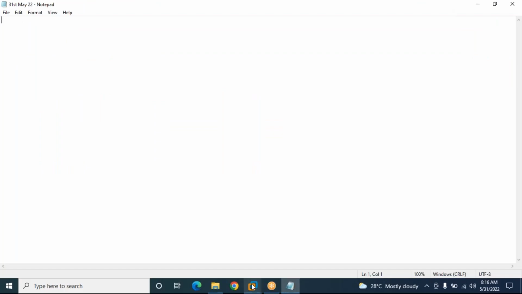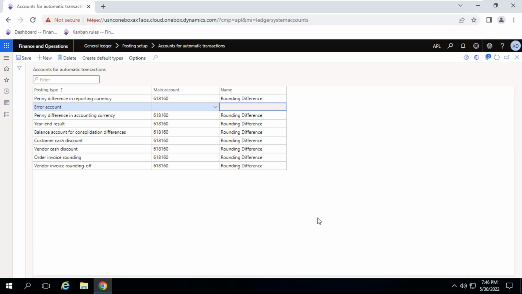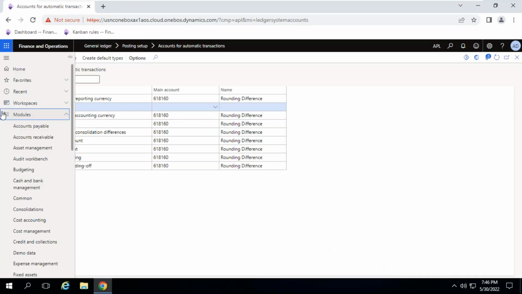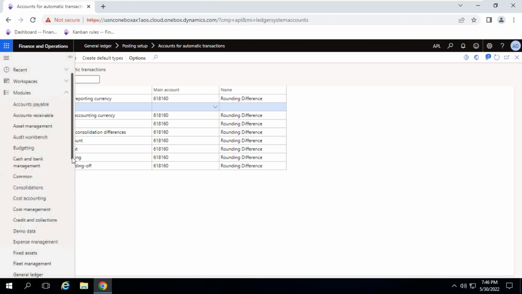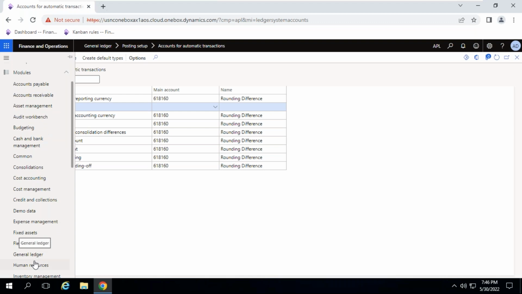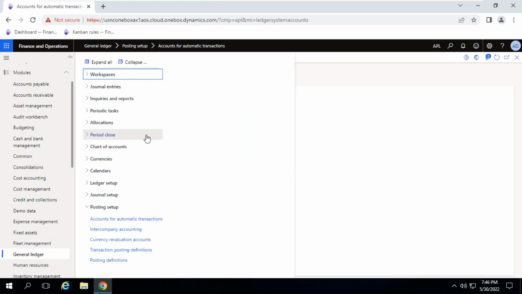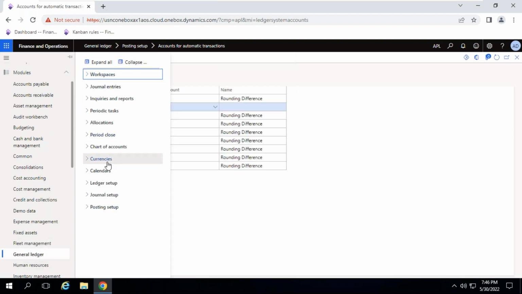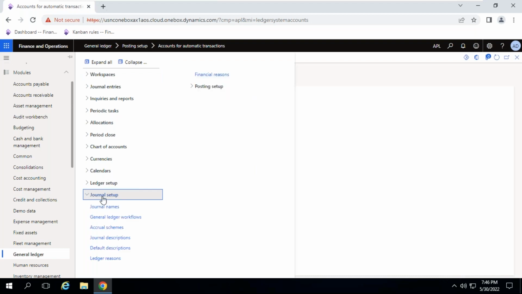Next. What is the next question? Next question, journal types, journal names. In that there are options to select vendor invoice and vendor invoice recording. What is the use of this, sir? Vendor invoice and the difference. One second.